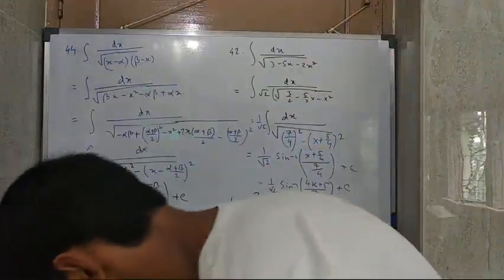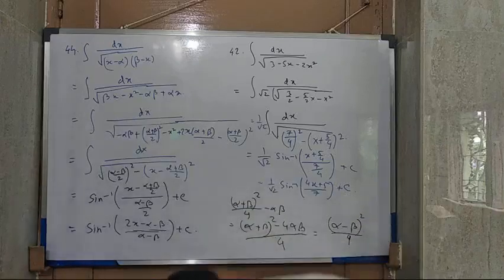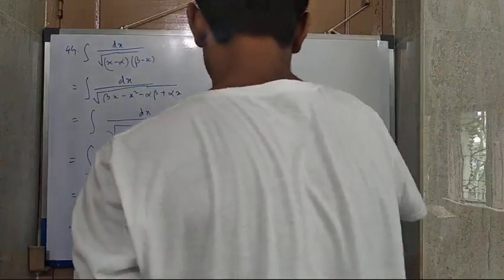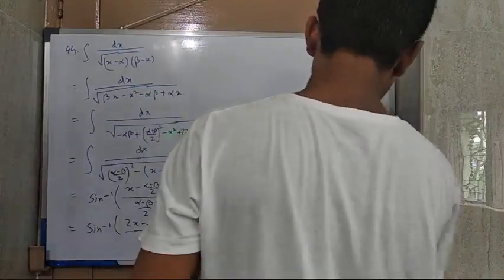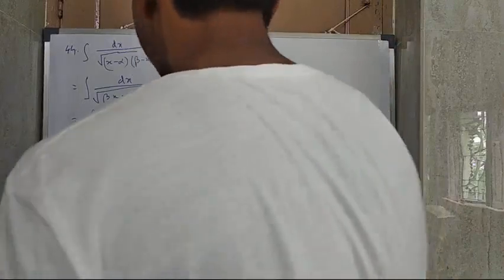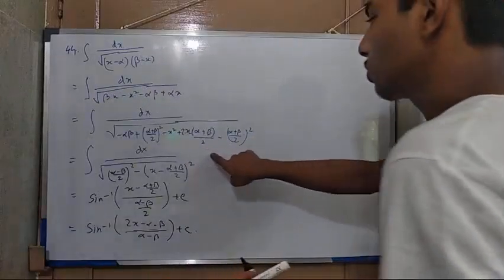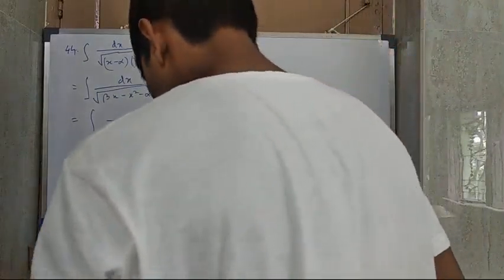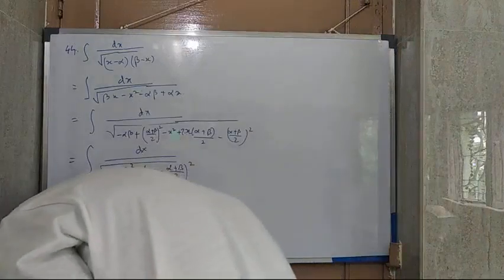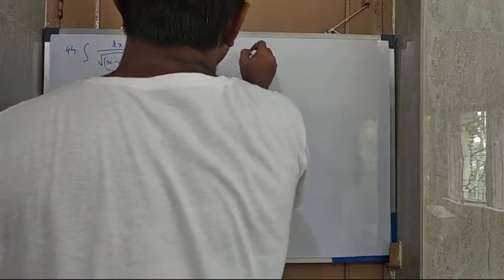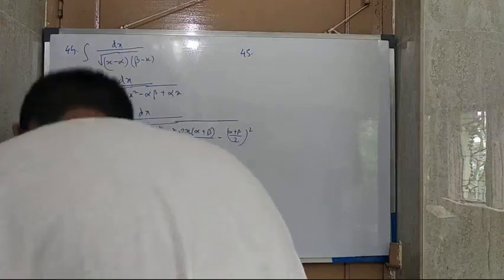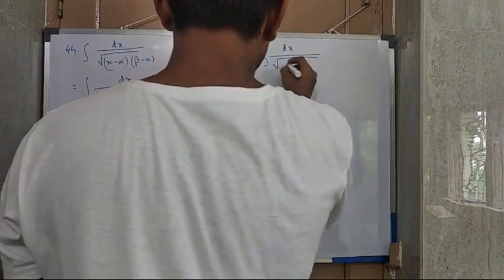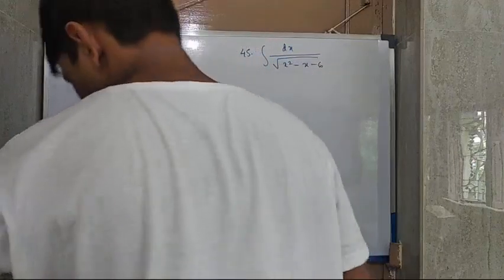Now let's proceed to question number 45. I hope the calculation is correct. So if something is wrong, please let me know in the comment section. Now let's do the 45th question. The 45th question states integral dx by root under x squared minus x minus 6.